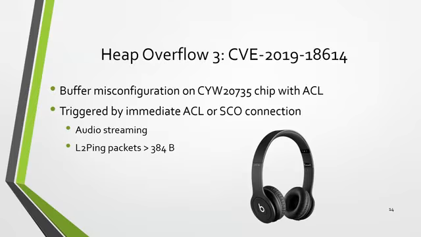The last heap overflow vulnerability found was CVE-2019-18614, which stems from a misconfiguration of a global variable that defines the ACL packet length. In the Broadcom firmware, the global variable is incorrectly set to 384 bytes, while the actual hardware, the Broadcom chip, is designed to handle 1021 bytes. And this mismatch creates a heap overflow condition when data exceeding 384 bytes is copied, leading to memory corruption.